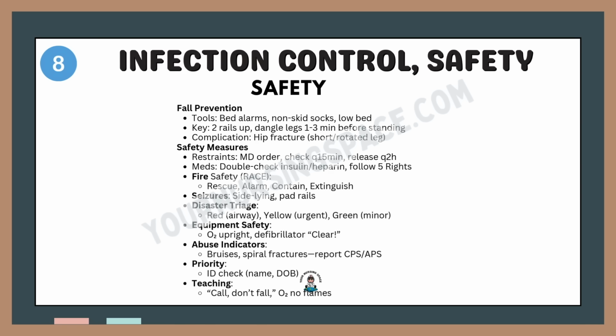In a disaster, triage is your game. Red for airway emergencies, yellow for urgent fractures, and green for minor bumps, and with equipment, keep oxygen tanks upright and away from flames. Then yell clear before shocking with a defibrillator. Oh, and if you spot abuse, think weird bruises or a kid with a spiral fracture, report it to CPS or APS without confronting anyone. Always check ID with name and DOB first because that's your priority every single time. And when teaching, tell patients to call, not fall, and keep oxygen safe at home by skipping the candles.